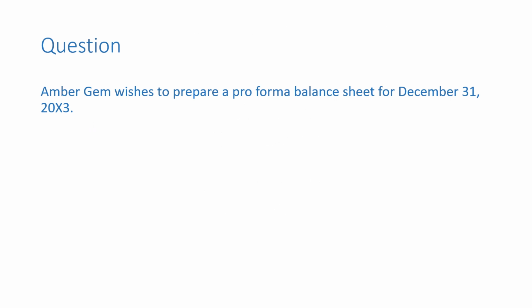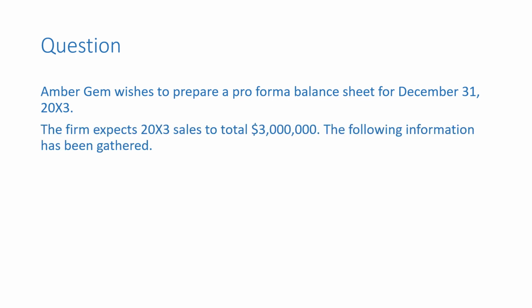Leonard Industries wishes to prepare a pro forma balance sheet for December 31st, 20x3. The firm expects 20x3 sales to total 3 million. The following information has been gathered.